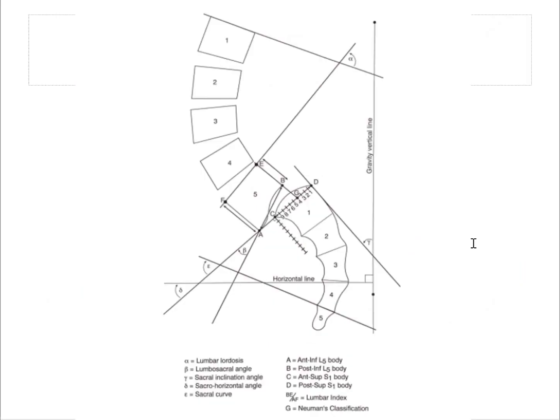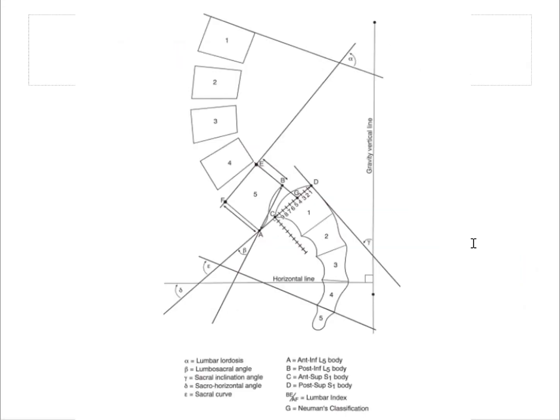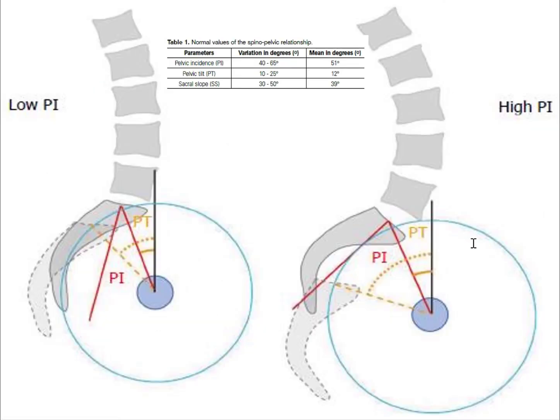And this is just some generalized markings, the way to measure it. Now, the shape of your pelvis can affect the rest of your spine in the sense of pelvic incidence. So if your pelvis is shaped in certain manners, it asks a lot from your spine. For example, if you have a high pelvic incidence, which is here on the right, this is basically the shape of your pelvis, sacrum, and the hips.